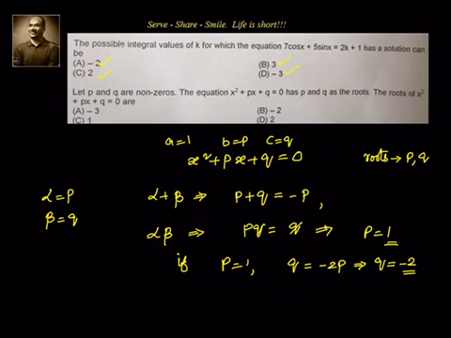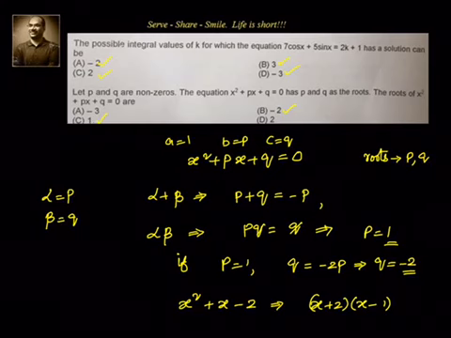Let's verify this. We can take those values and substitute. x square plus px plus q, that is x square plus x minus 2, which is equal to x plus 2 into x minus 1. And you can see that the roots of this equation are 1 comma minus 2, which are nothing but equal to the values of p and q. So let's go back and put the answer. A is minus 3? No. x equal to 1, and the other option we have is minus 2. So B and C are the right options.